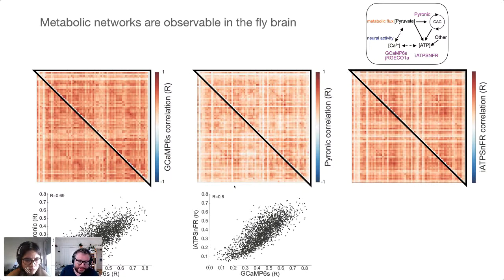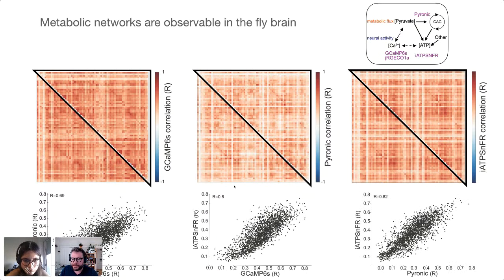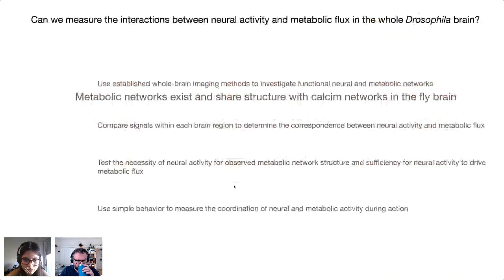Additionally, with our ATP sensor, unsurprisingly, based off just eyeballing these things, it also corresponds well with the GCaMP signal, and if anything, a little bit better than Pyronic does. And maybe unsurprisingly as well, the two metabolic sensors correspond with each other very well. So that first part here, we've now established that metabolic networks exist, and that not only do they exist, they share common structure with the calcium networks.